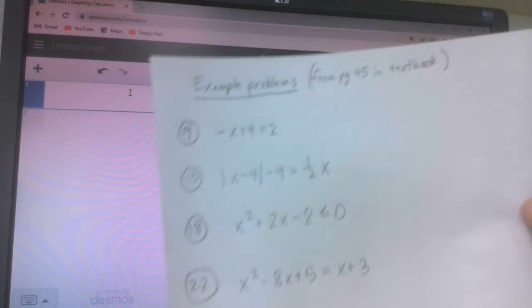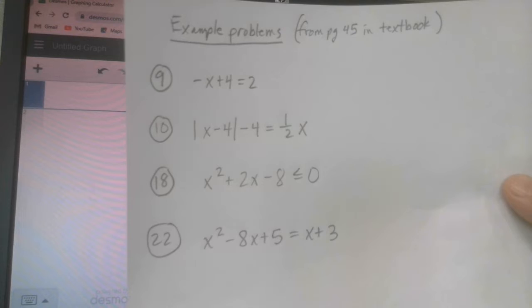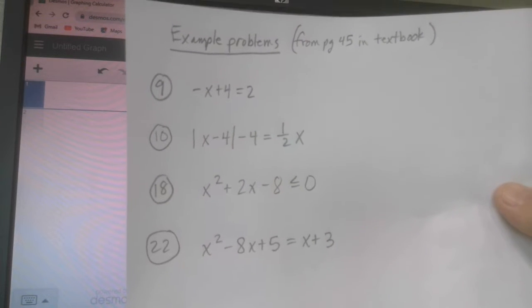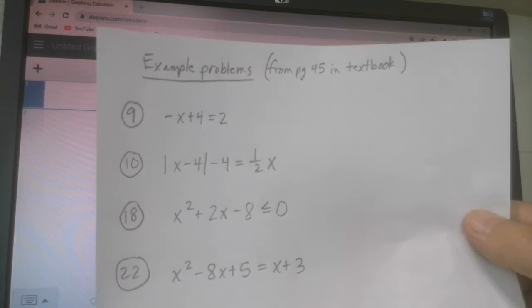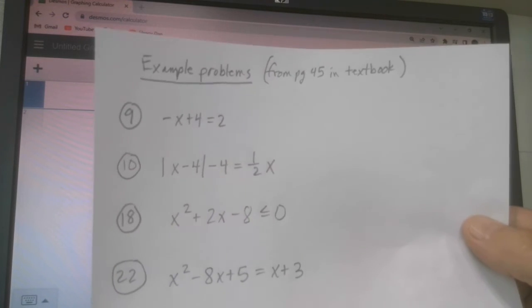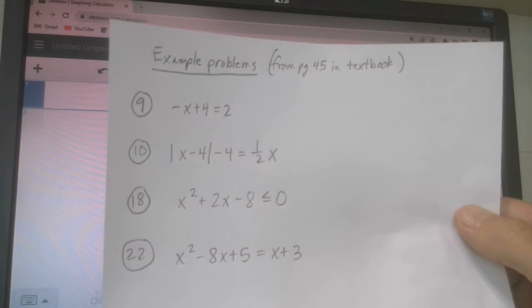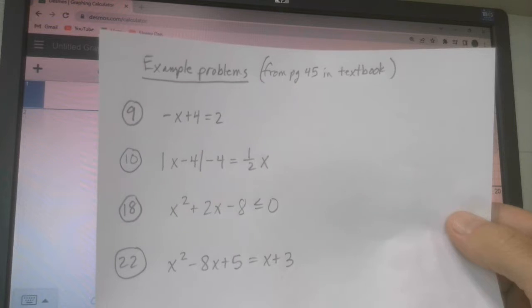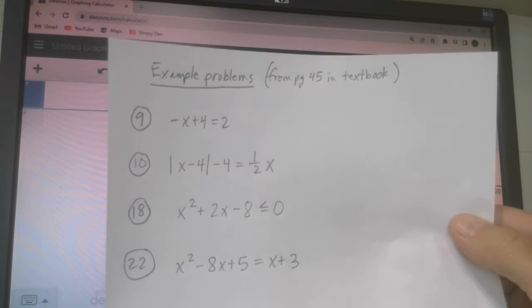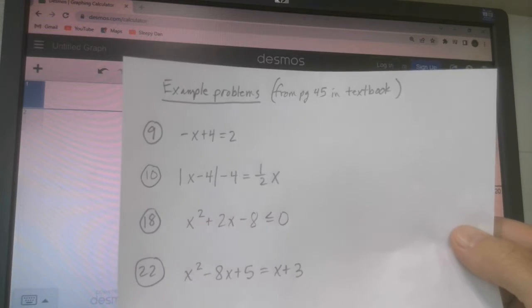So number 18 is just saying where is x squared plus 2x minus 8, where is it less than, here's the key, or equal to 0. Don't forget the or equals. So what we want to do is graph that. It's going to be a parabola because you can see it's x squared. And we got to find out where that graph is below the x-axis. That's what this is asking us.